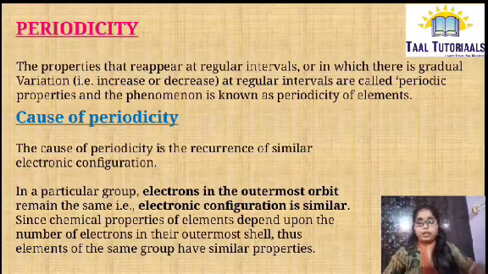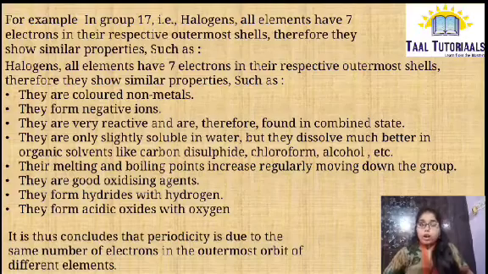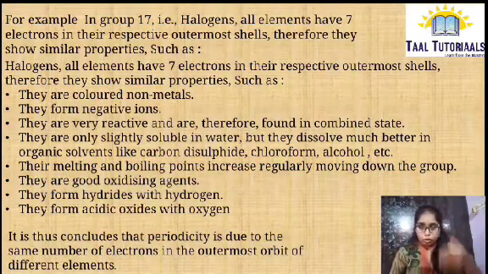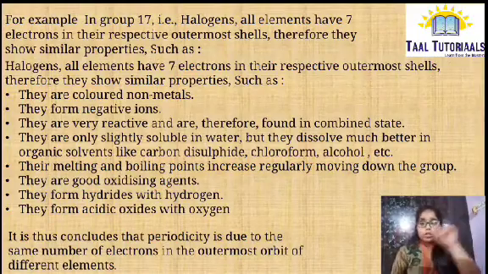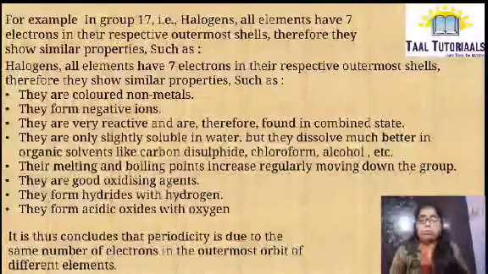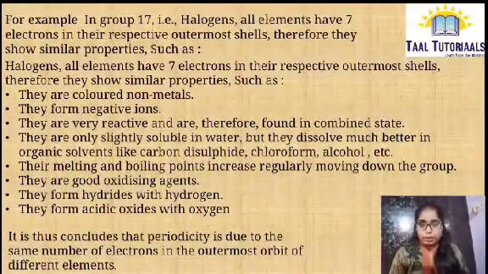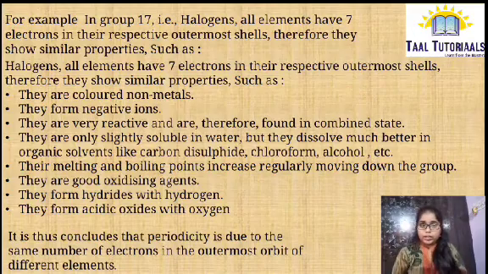Okay, next comes, for example, group 17, the halogens. All the elements in this group have 7 electrons in their outermost shell. Therefore they have similar properties. All the halogens have the same properties. What are the properties? We'll see.